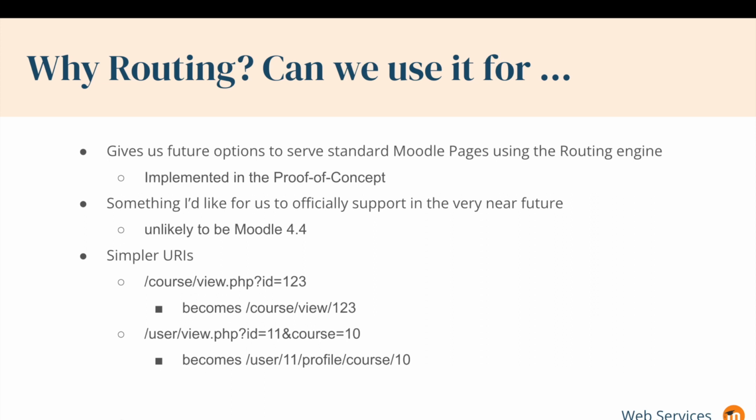So we can then start to support some pretty URLs, for example, course/view/123 or user/11/profile/course/10 instead of having lots of query parameters here. That generally is more accepted these days, and it makes it easier to work with those URLs. That's something we probably won't be doing for Moodle 4.4. It may be something we do for Moodle 4.5, but more likely for the release that comes after Moodle 4.5.